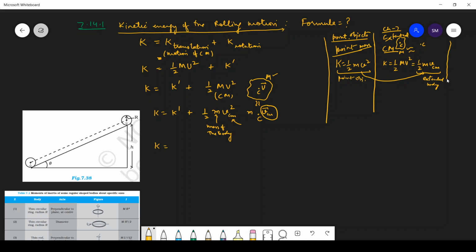Now next is the formula for this, which is due to the translation motion and due to rotation motion. So the kinetic energy due to the rotation, so the kinetic energy of a rolling body.